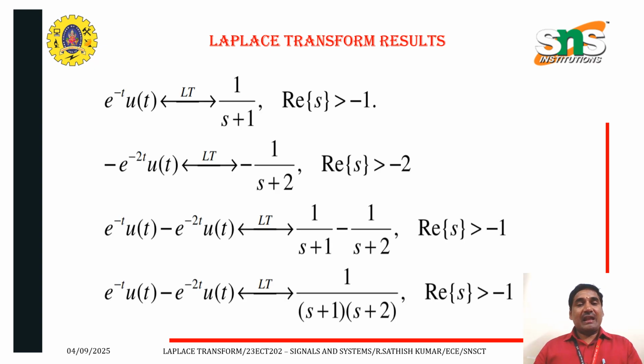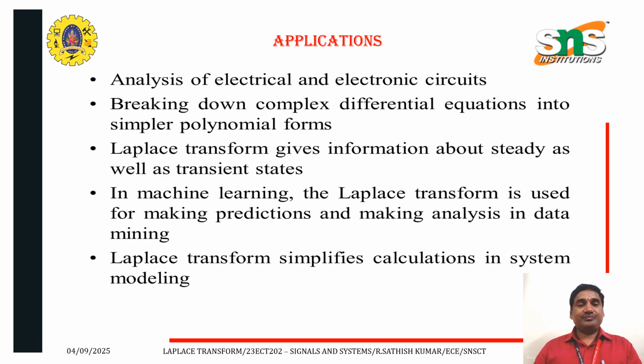Therefore, applying the Laplace transform results here, e power minus t into u of t gives 1 by s plus 1. Minus e power minus 2t into u of t gives minus of 1 divided by s plus 2. So e power minus t into u of t minus e power minus 2t into u of t, while applying the Laplace transform, gives 1 divided by s plus 1 minus 1 divided by s plus 2, which is 1 divided by s plus 1 into s plus 2.